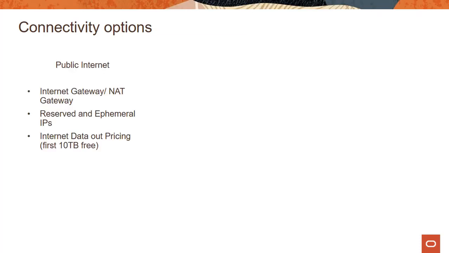So until now, we have talked about virtual cloud network and we have looked primarily at creating an internet gateway and a NAT gateway. If you recall from my previous module on virtual cloud network, we had a couple of demos, one on internet gateway and the other one on a NAT gateway. And we looked at things like reserved public IP, ephemeral public IP, etc. So we definitely looked in quite a lot of details on how you can connect to the public internet, right? Either using internet gateway or a NAT gateway.